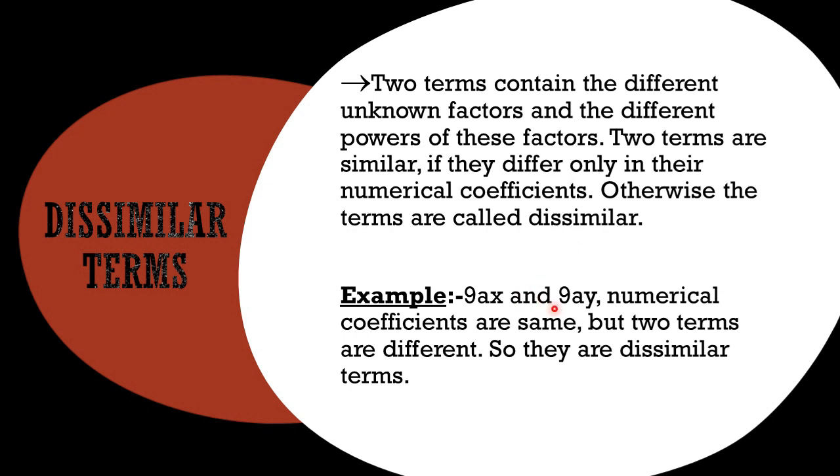9ax and 9ay: the numerical coefficients are the same, but the two terms are different, so they are dissimilar terms. So my dear students, as you can see, in 9ax and 9ay the numerical coefficient is not our problem. It can be similar or not similar, no problem, but the terms written here are ax and ay. These two terms are different, so we can say these are dissimilar terms. This is the definition of dissimilar terms, my dear, and this one is the example.